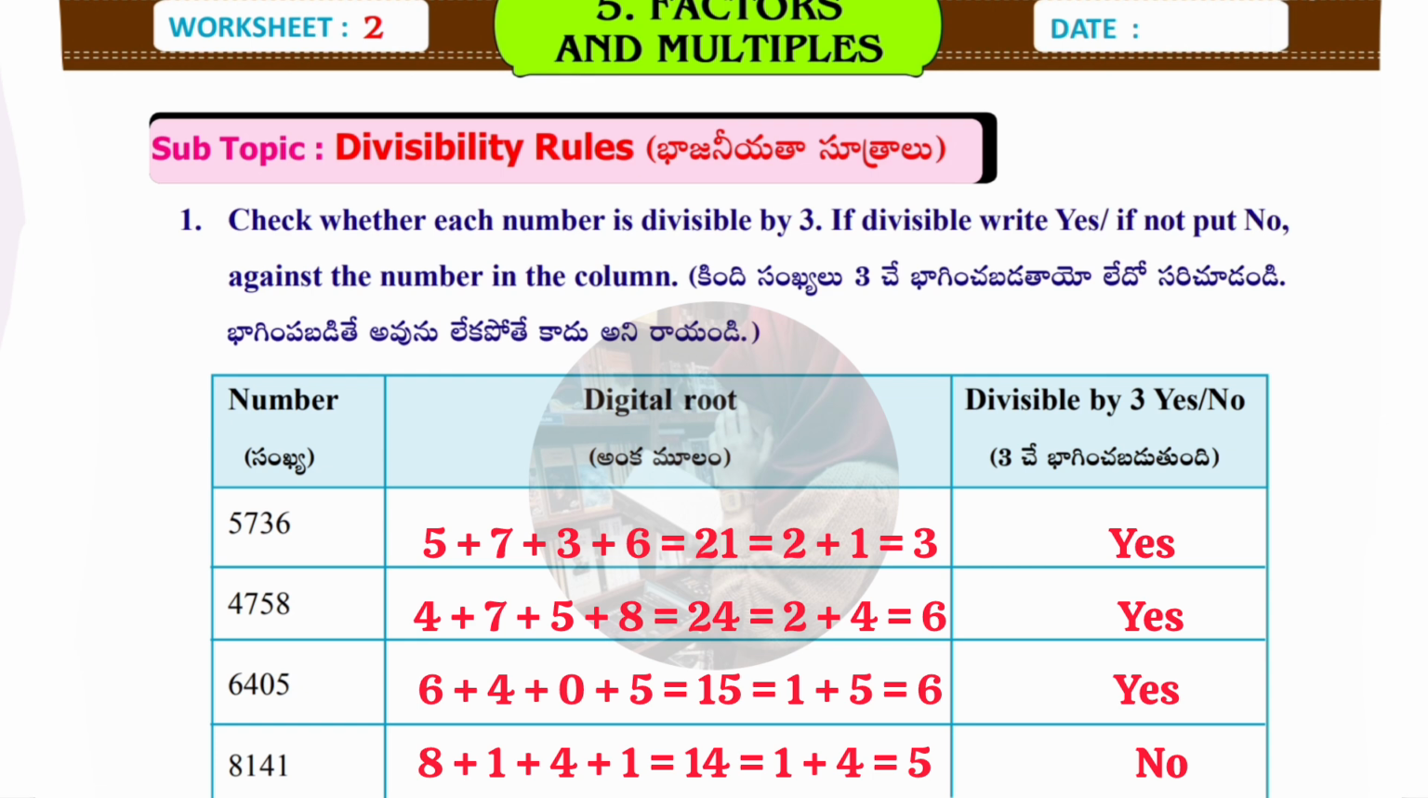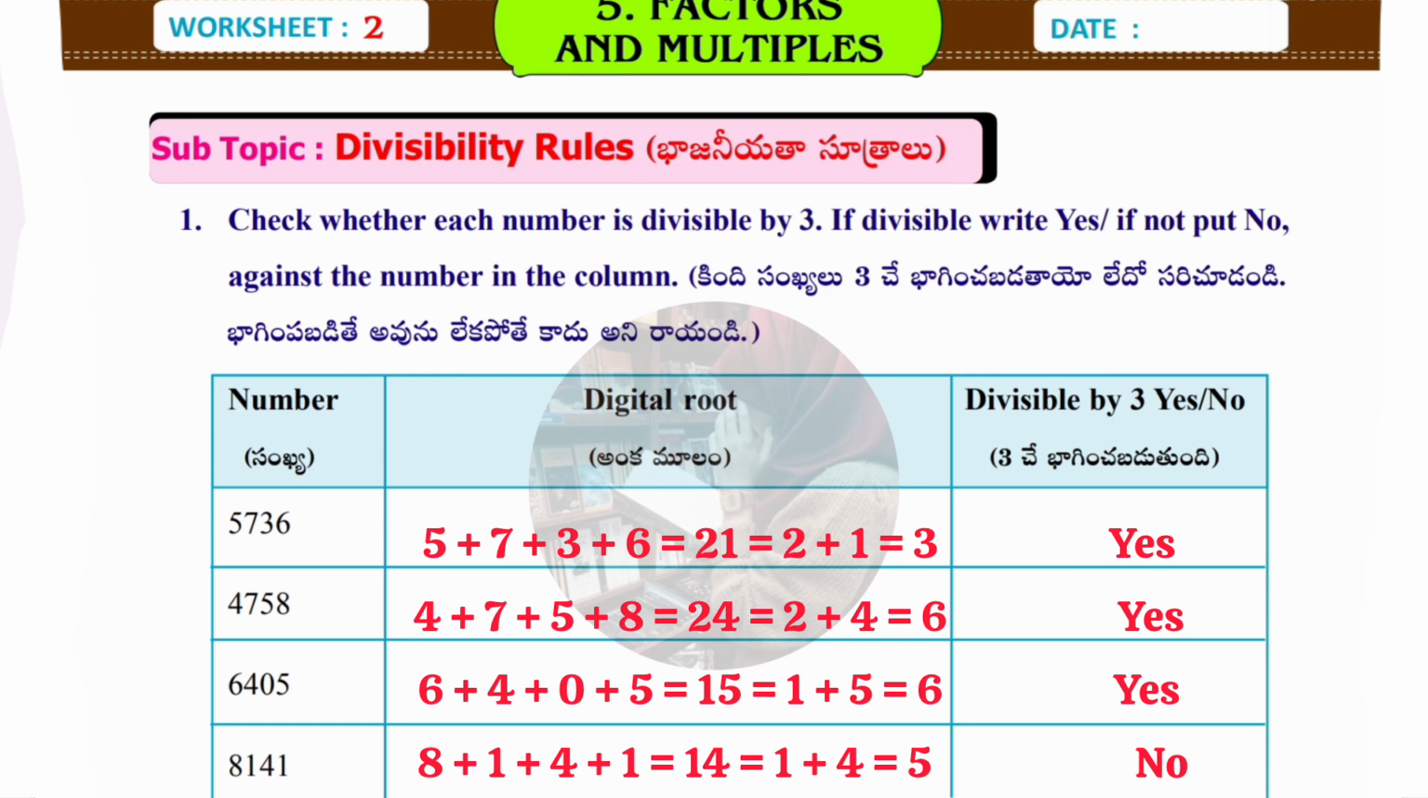Next, last one is 8141. So we have to add it, 8 plus 1 plus 4 plus 1, which is 14. Again we have to add 1 plus 4, which is 5. Here 5 is not divisible by 3. That's why write down no in the last column. Okay. Now you got it.